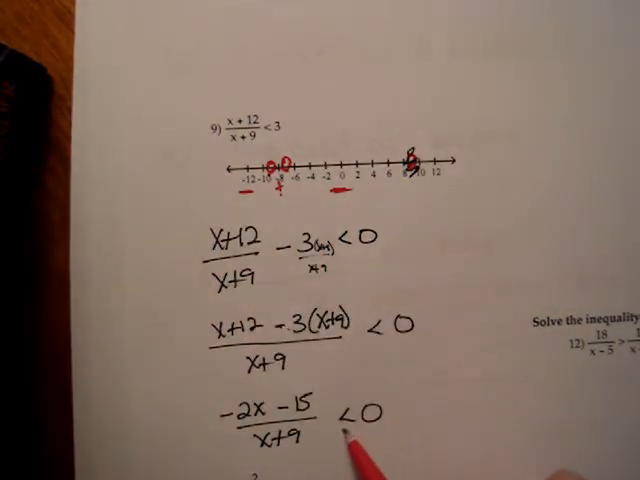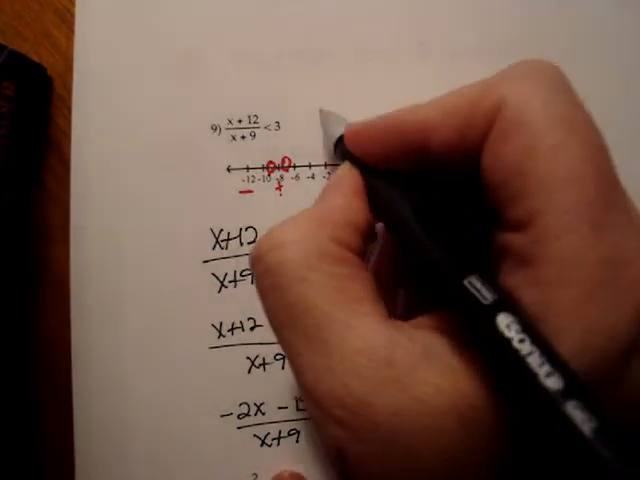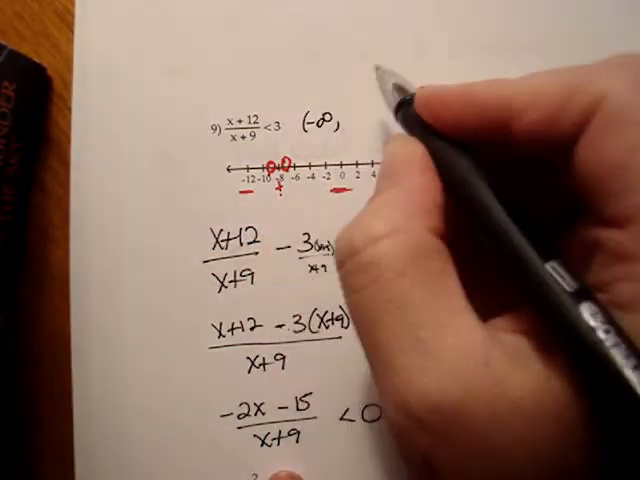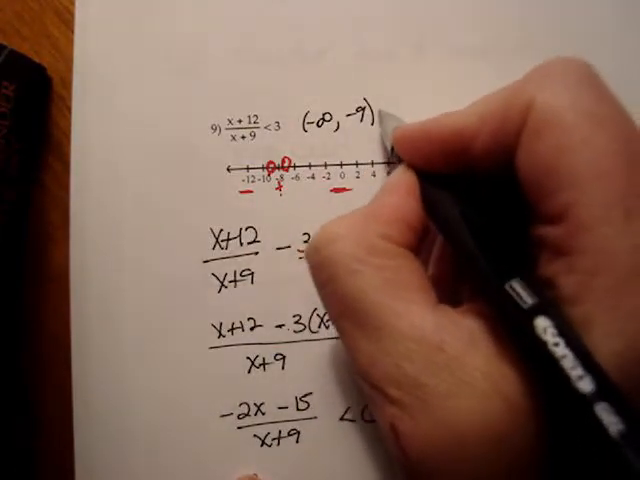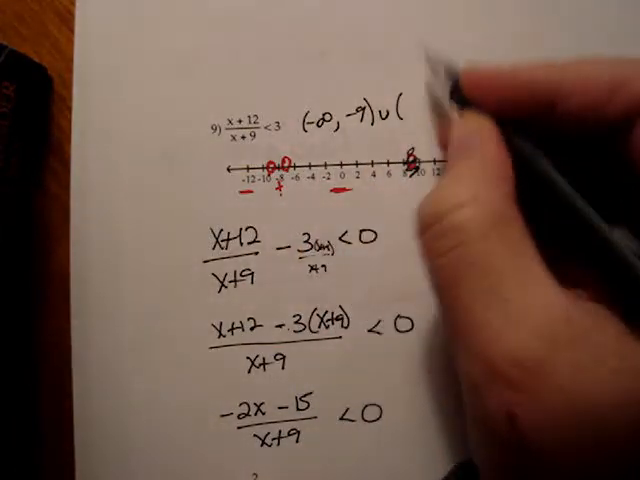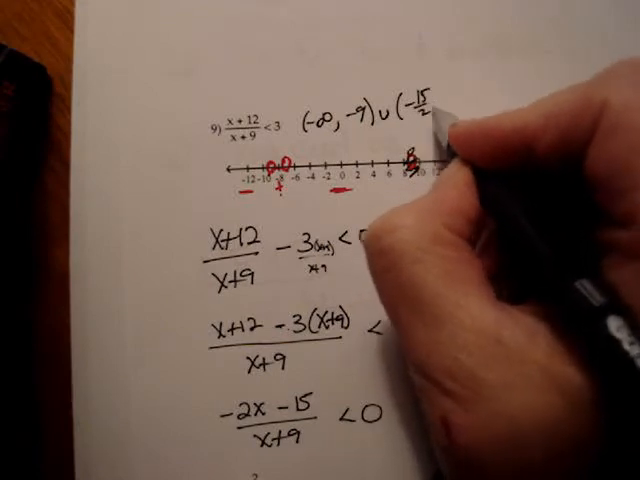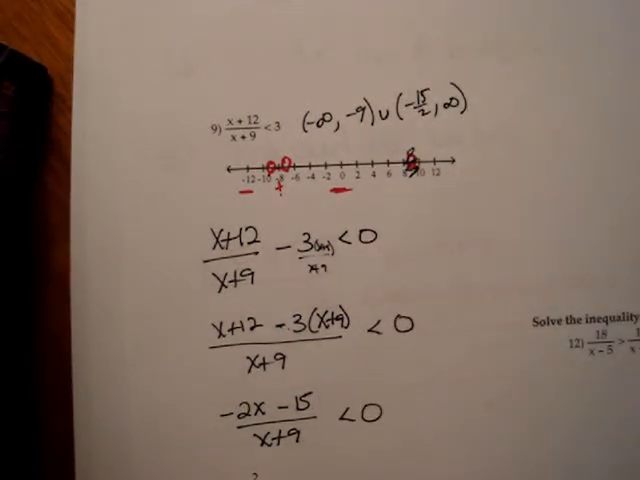And I actually want the negative pieces, so that in interval notation would look like -infinity to -9 union -15 halves to infinity. That would be your final answer. Okay.